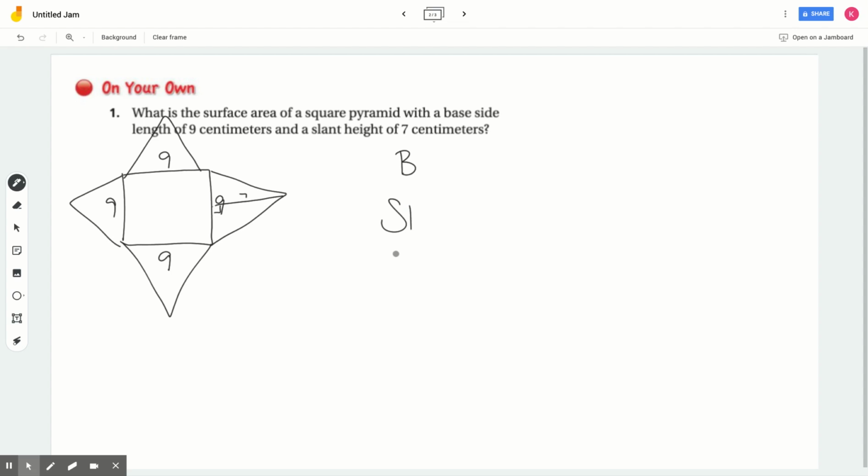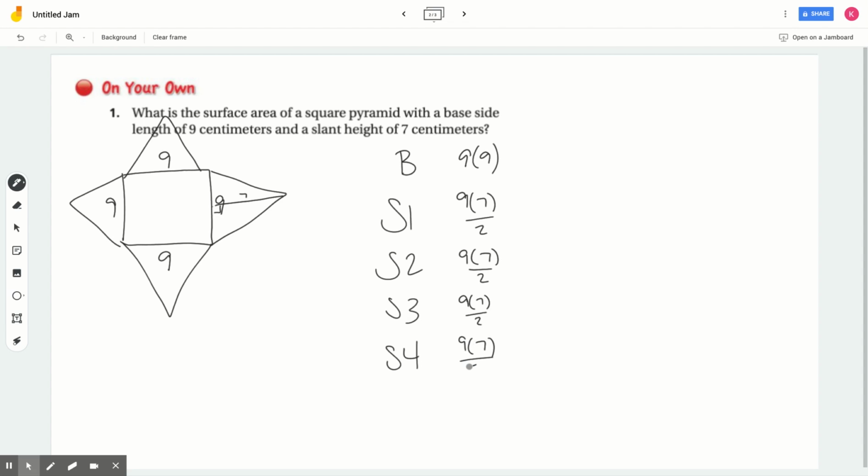So we know that there is a base, and there are 4 triangular sides. So we're going to say side 1, 2, 3, and 4. So to find the area of this square base, we multiply the length times the width. The side, since these are triangles, we know that is base times height divided by 2. And all of these triangles are going to be the same since all sides of the base are the same.